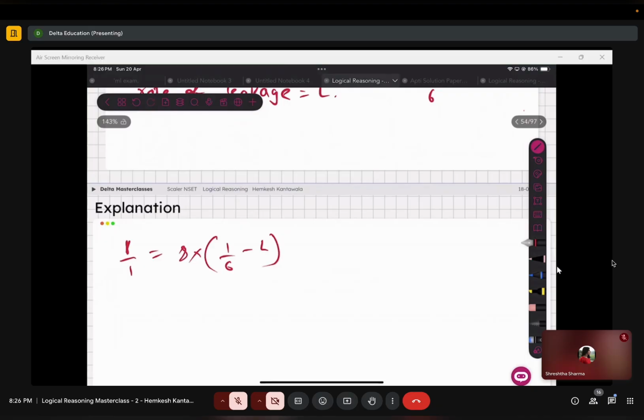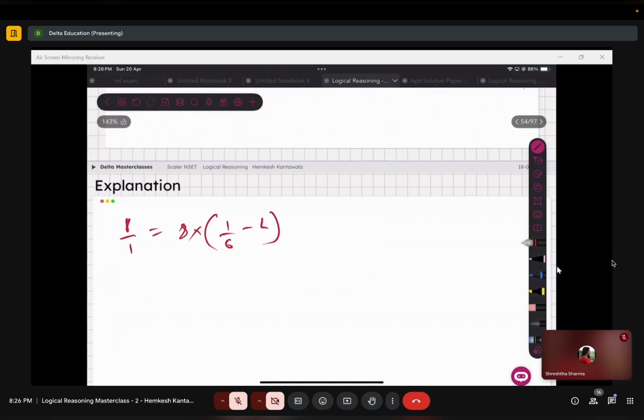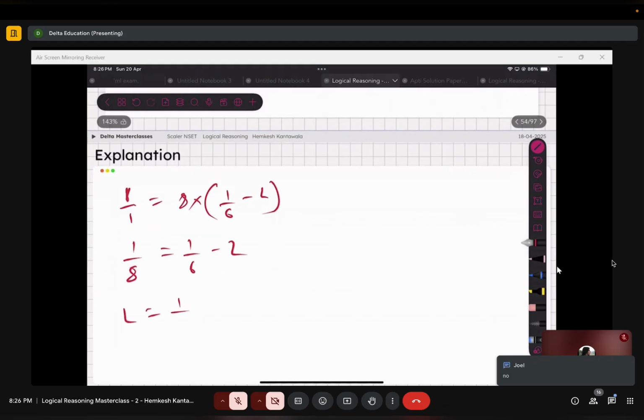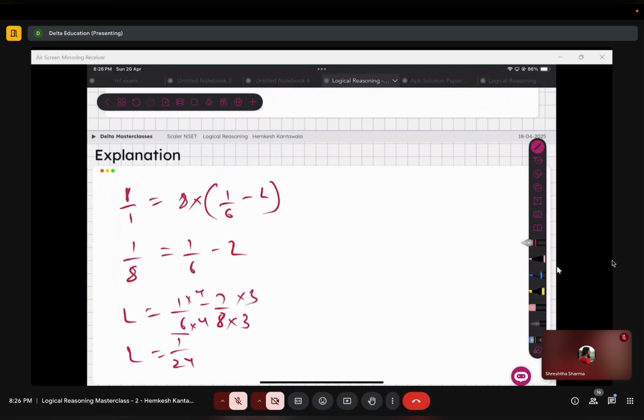Yeah? Any doubts here? So if we solve this, 1 by 8 equals 1 by 6 minus L, so L would be equal to 1 by 6 minus 1 by 8. Taking the LCM, which comes out to be 24, 8 ones are 8, 3 threes are... 6 fours are 24. So the rate of leakage is 1 by 24, 4 minus 3, which is 1. So rate of leakage is 1 by 24, correct? So the final overall rate is 1 by 6 minus 1 by 24, which would be 3 by 24, which equals 1 by 8, correct?